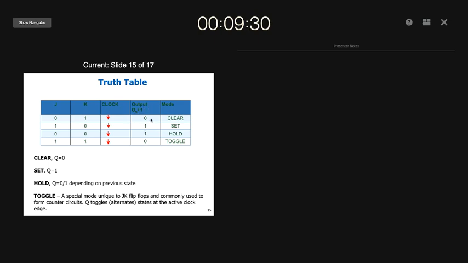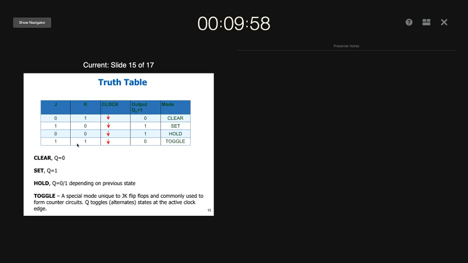That's still output Q. So if we set the J low, the K high, we're clearing the flip-flop. Q is low. If we set the J high, clear low. We're setting the flip-flop, Q is high. J and K both low means no change, hold its prior state. Okay, so if this was a 0, the previous state, this would be low, but in this case we had set it, so it was 1, so we're going to hold at 1.